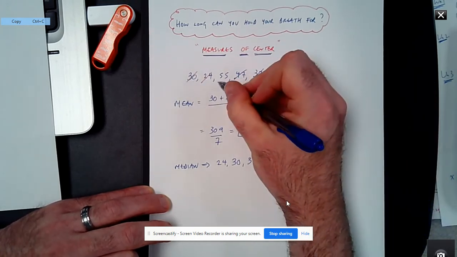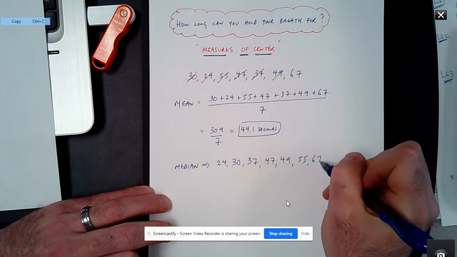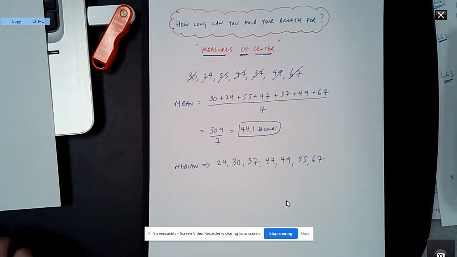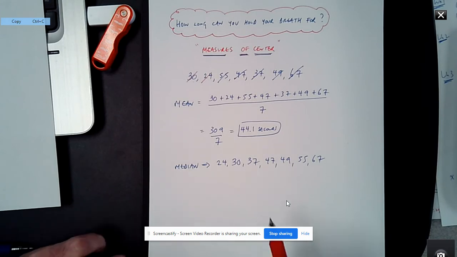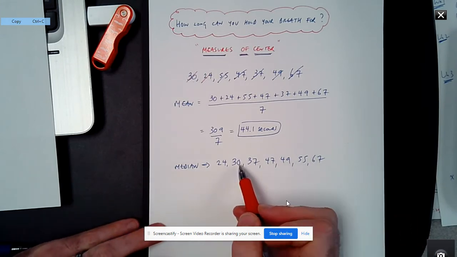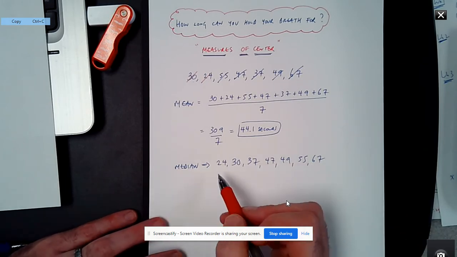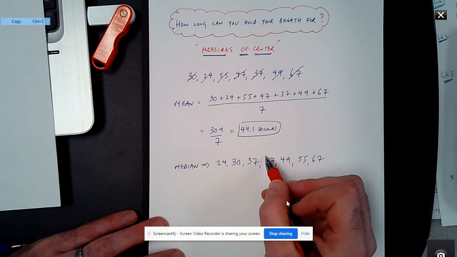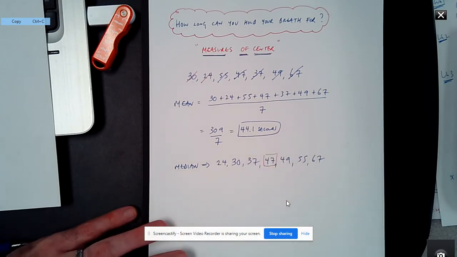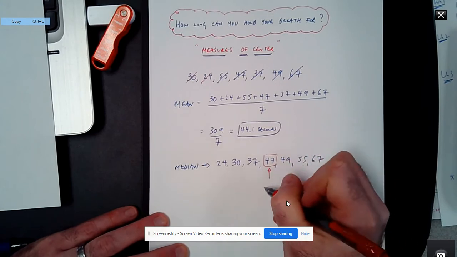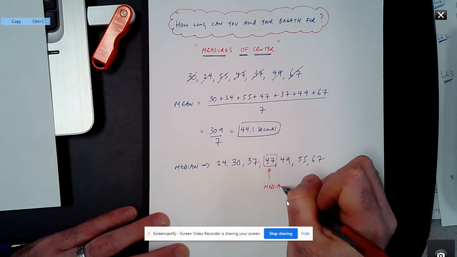55, and finally 67. So the way the median works is you want to find the number that's in the middle. Now in this set of data, we have 1, 2, 3, 4, 5, 6, 7 pieces of data. So the median is going to be the 47 right there, the one smack bang in the middle. So the median here is 47.